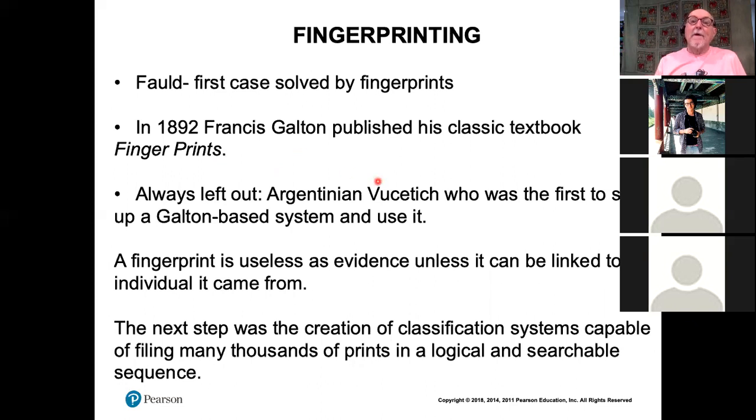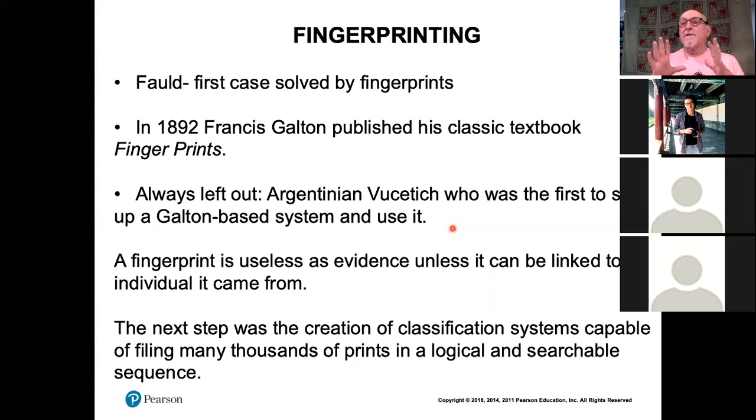But this gentleman here, South American, called Vucetich, read this book by Galton, and he looked at the way in which Galton classified fingerprints and realized that he could set up a system of identification where he could take people's fingerprints, keep them on record, and then if they saw them again at a crime scene, they could match them. Alternatively, if they had a crime scene and there were fingerprints there, they could collect those fingerprints, and if they got suspects, they could take the suspect's fingerprints and compare them.